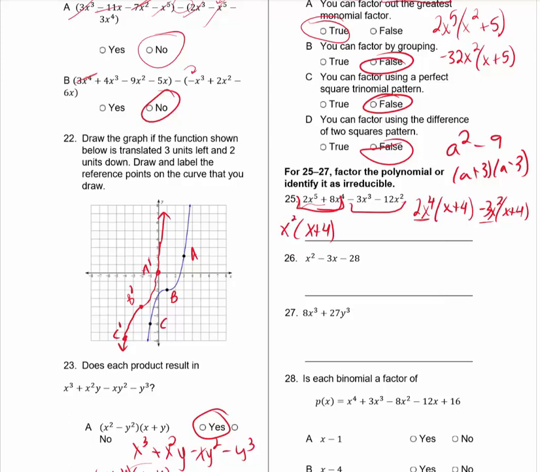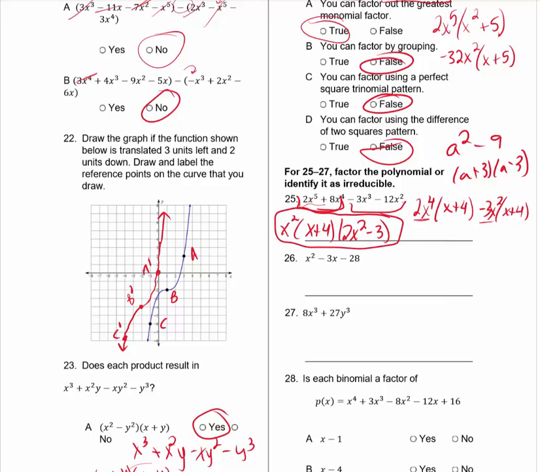So I can take that out now instead. And then that leaves me with 2x squared minus 3. That doesn't factor anymore because I can't square root the 2 or the 3. So this is my answer.